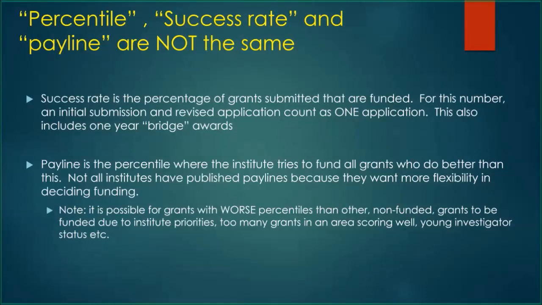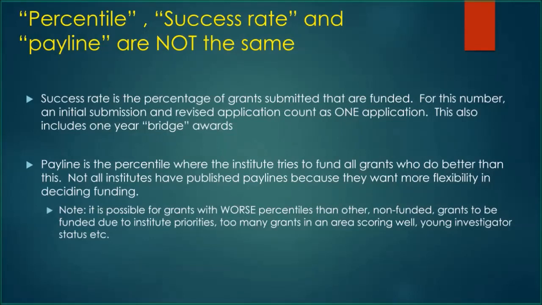Now, what you actually care about when you submit your grant and you're trying to figure out whether your percentile is funded is a term called the pay line. So the pay line is the percentile where the institute tries to fund all grants that do better than this. Depending on where you're getting your funding, sometimes institutes will publish pay lines. They will say, we will fund every grant whose percentile is above that number.